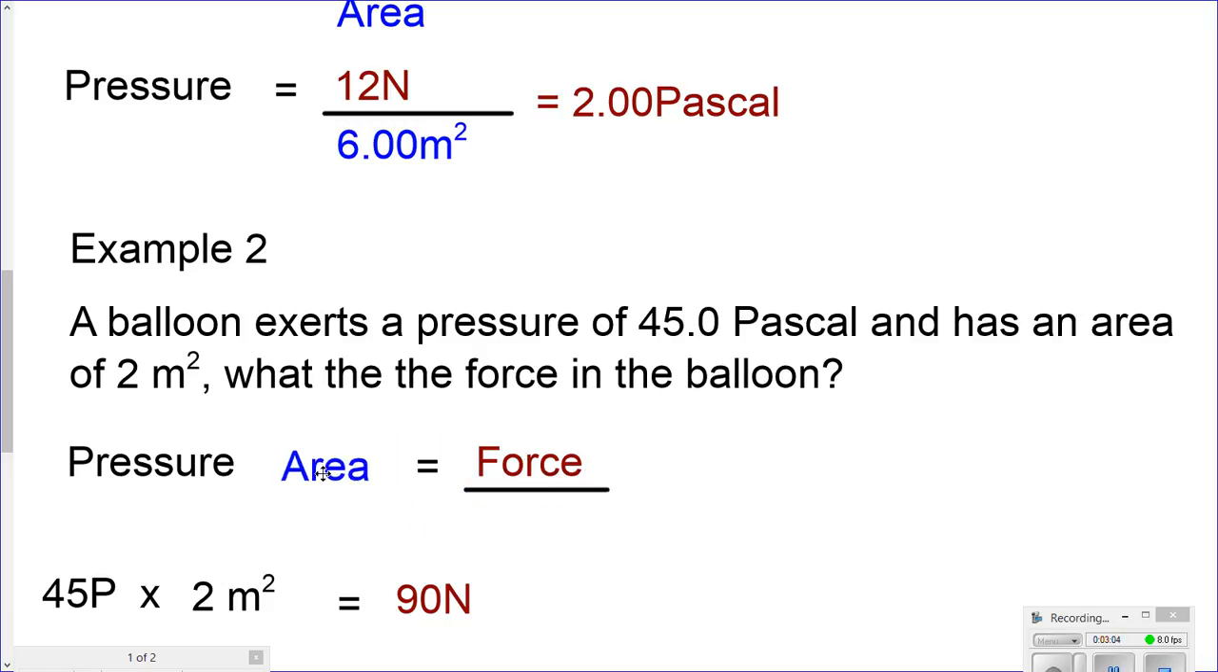And now I have pressure times area gives me force. It's a matter of solving force. Solve for this, solve for that. Therefore, a pressure of 45 pascals times 2 meters squared gives me 90 newtons. So all I did is move the area up and multiply that by pressure. That gives me force.